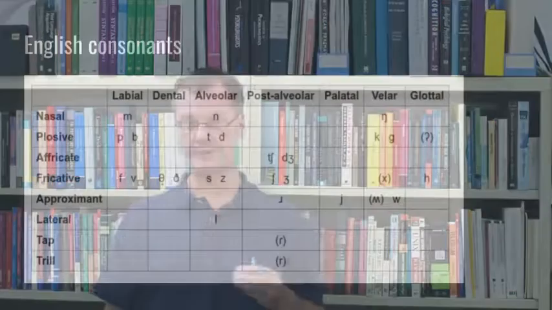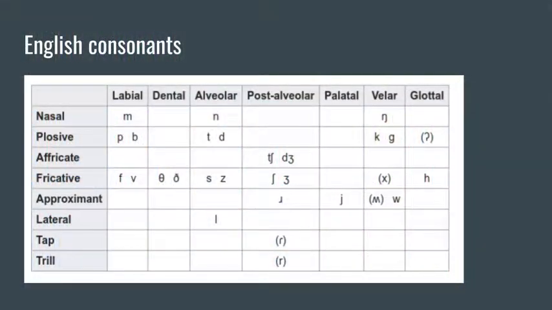We have one lateral sound in English, so it's sort of like a glide or approximant, except that it's touching. The tongue tip touches the alveolar area and air flows around the tongue. La, la. Okay. Pretty easy.